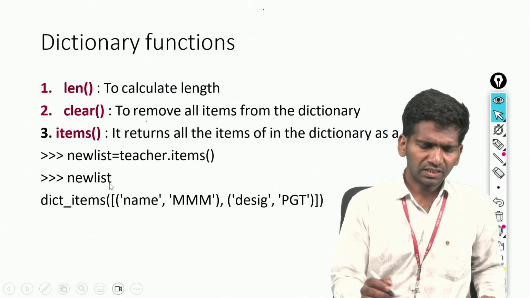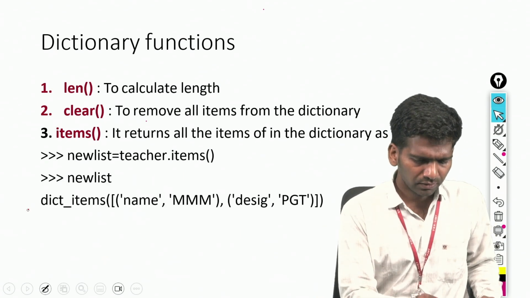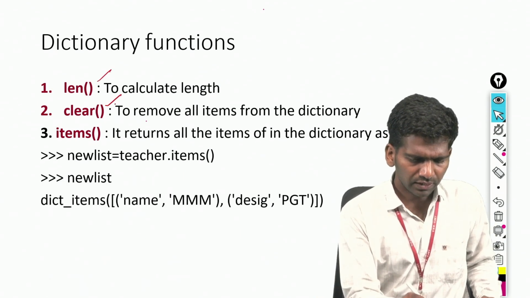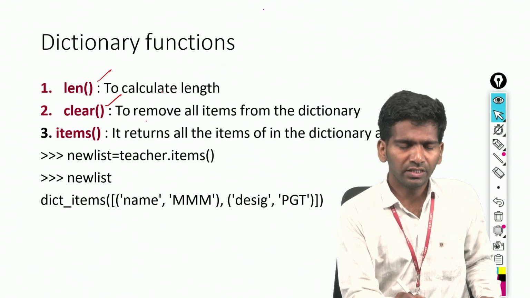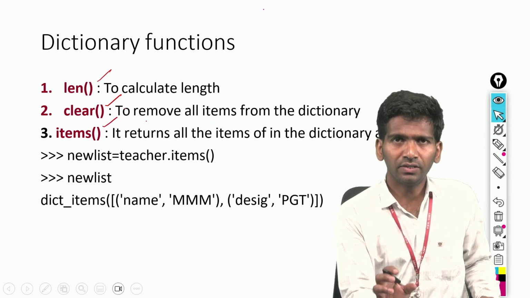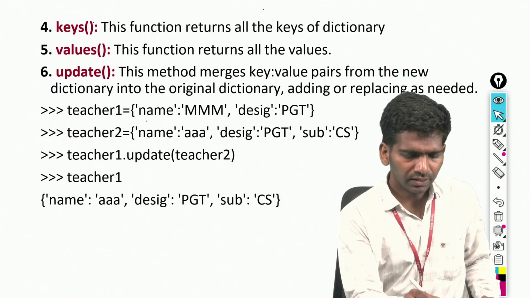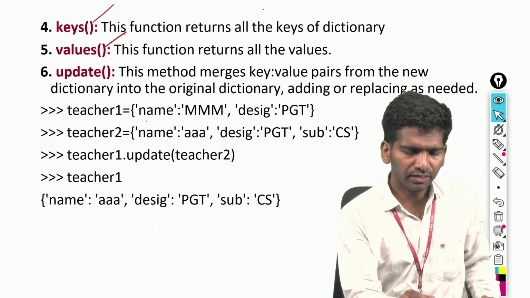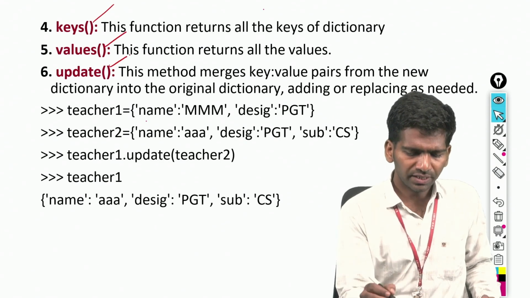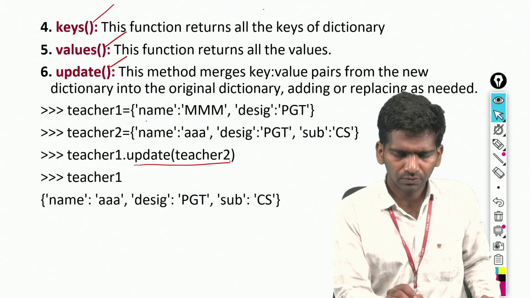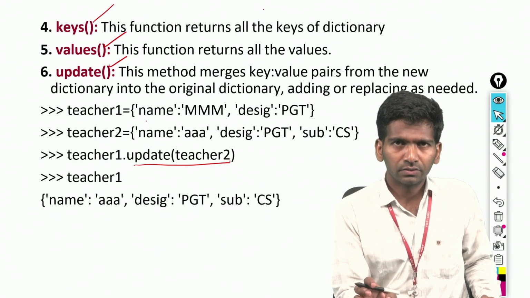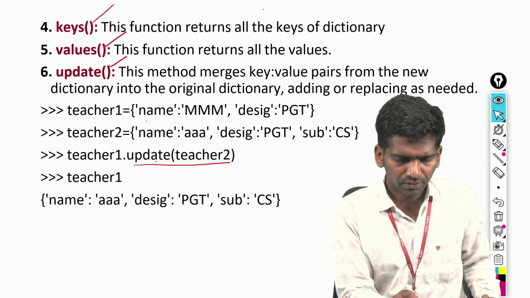These are the functions that can be applied: length, clear. Length of the dictionary, it will return. Items will return key value pairs. Keys will return only keys. Values will return only values. Update, so it will update. If you want to update, you can update it.